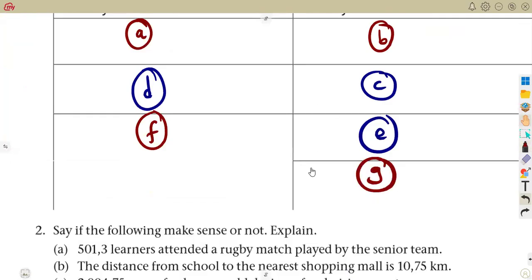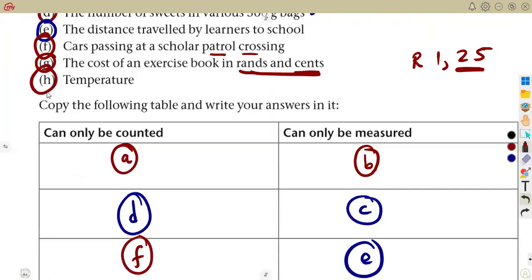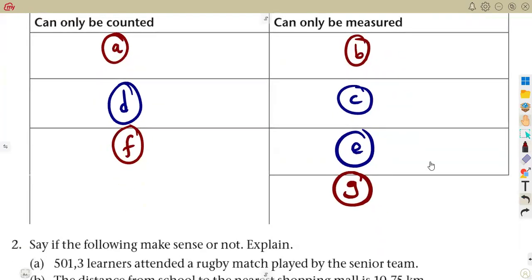All right. Let's move on to the last part, which is the temperature. You are asked to bring a record of your temperature. Are you going to count your temperature? 1, 2, 3? No, you cannot count your temperature. You measure it. That's why you've got instruments which are used to measure temperature, not to count the temperature. So temperature is measured.